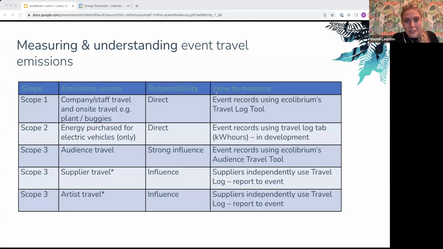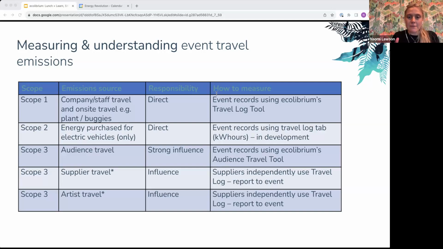So scope 1, that includes emissions that your company has direct control over. So that's your company, staff, and on-site travel. Scope 2 covers purchased electricity. So that would be for any electric vehicles, for example, on site. And scope 3, and this is the really big and important one, it's where the majority of your carbon emissions come from, which is from audience, supplier, and artist travel. And these are emissions that you can't necessarily control, but you really can influence. We have to get a bit creative.